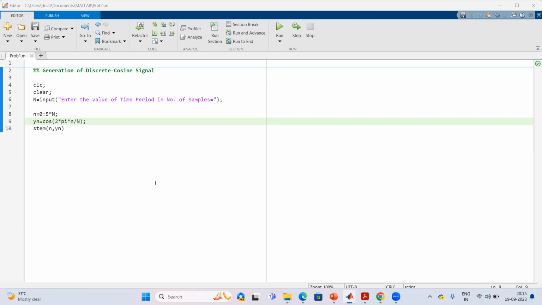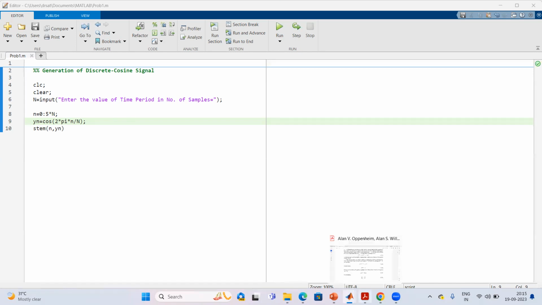In this particular video, we are going to conduct one experiment, and the objective of this experiment is to generate a discrete cosine signal. To start with, if we want to generate a discrete cosine signal, then this discrete cosine signal could be a periodic signal or it could be a non-periodic signal. So first of all, we have to see what will be the condition for periodicity.